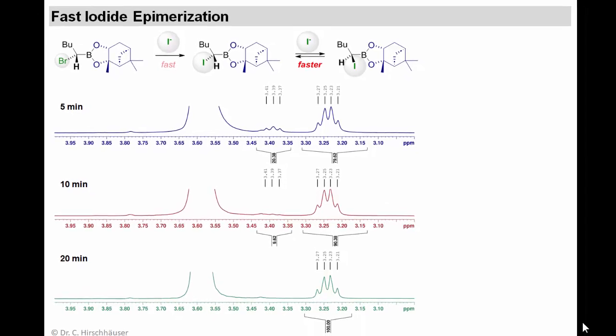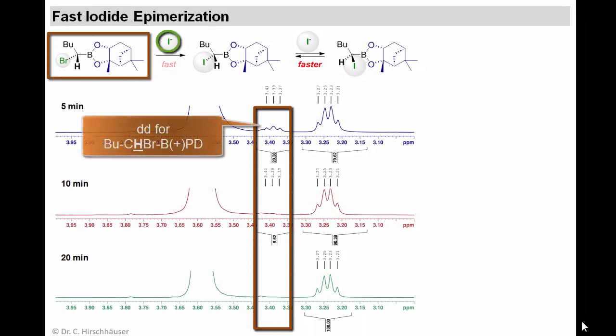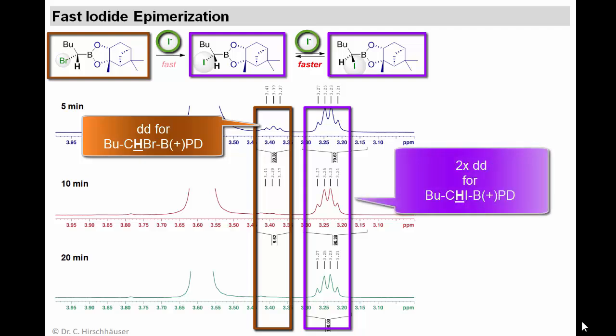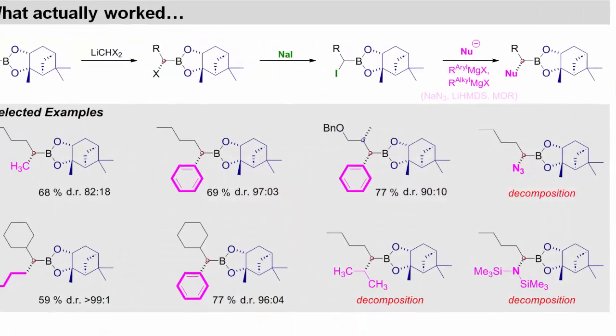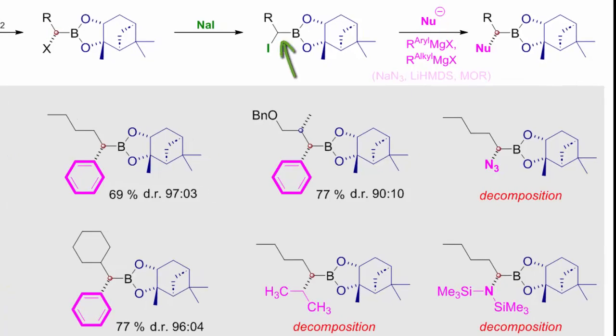Monitoring the substitution of this alpha-bromoboronate with sodium iodide by proton NMR clearly shows that the epimerization reactions connecting the two iodides is faster than the substitution of the bromide. That's why you see the overlaying doublets of doublets for the alpha-iodoboronic esters grow constantly as a 1-to-1 mixture, while there is still starting material in the mixture. So, we are actually losing the stereochemical information at this point.